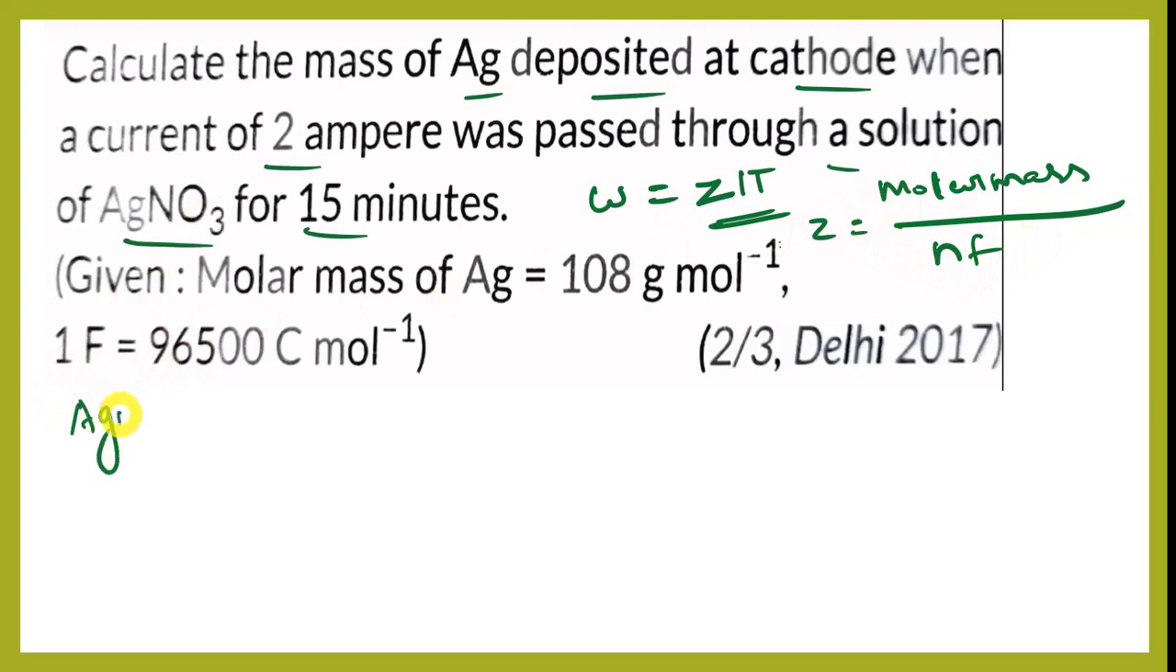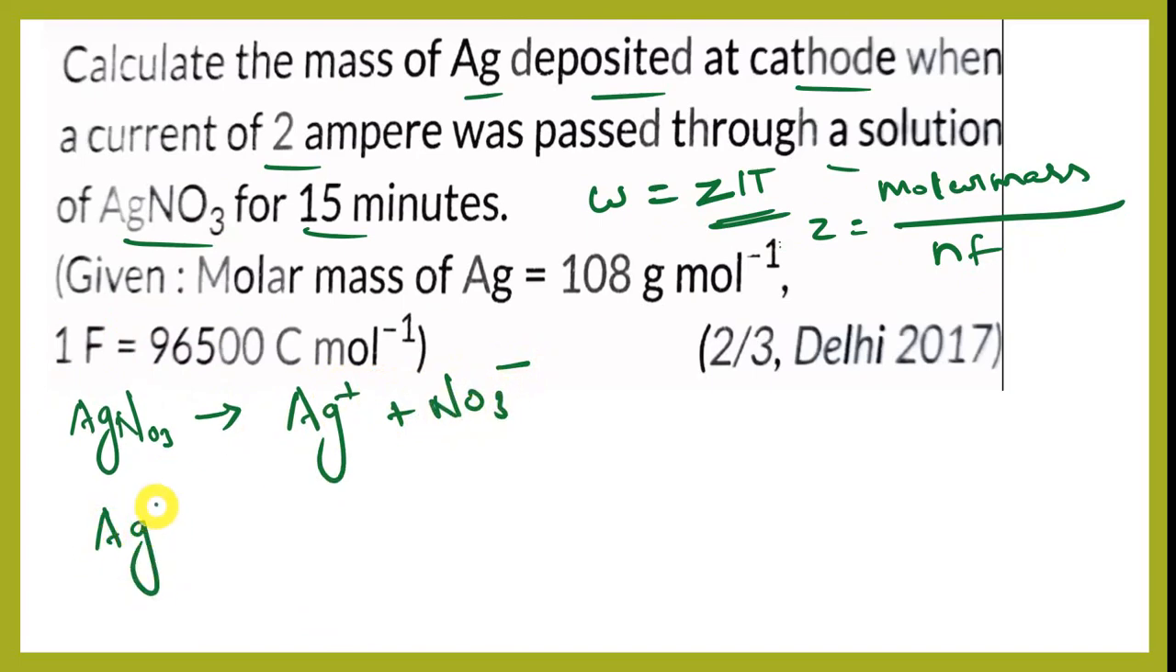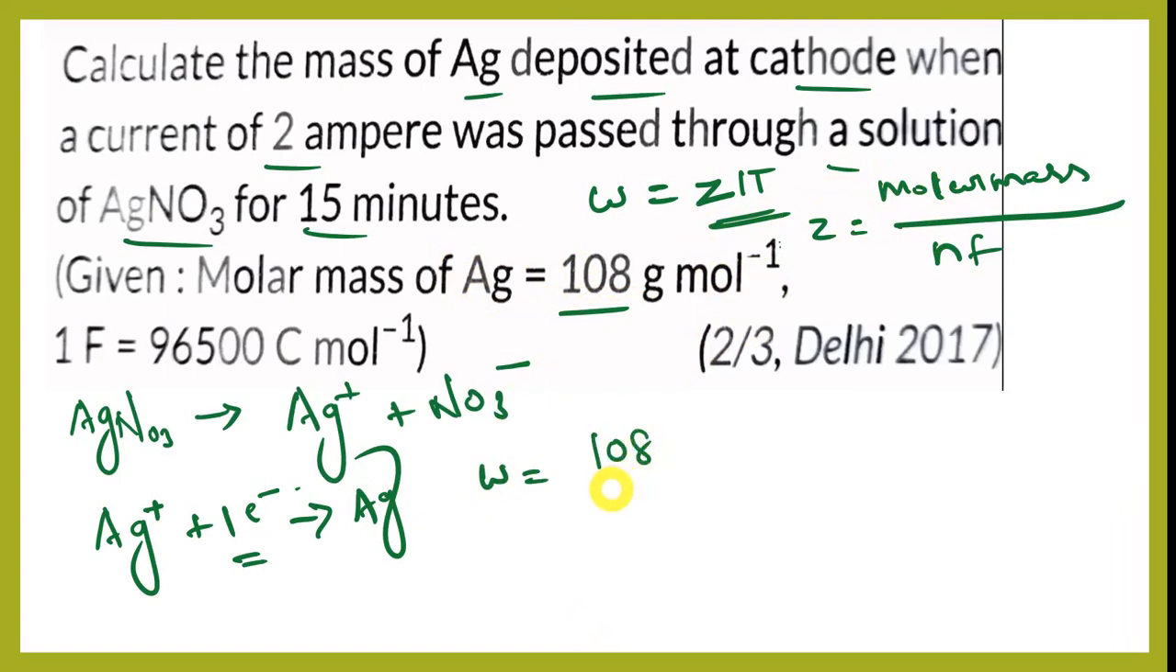Now, how does AgNO3 dissociate? AgNO3 dissociates into Ag plus and NO3 minus. So Ag plus accepts one electron to become Ag. So here n is one electron. If we substitute in this formula, W is equal to molar mass. What is the molar mass of Ag here? 108. So 108 by 1 into 96500.